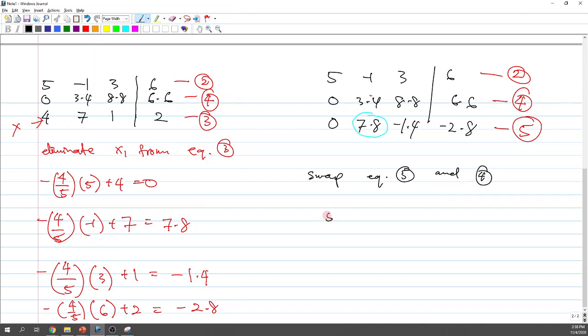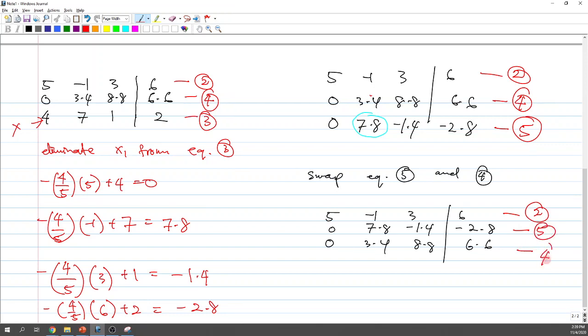Okay, so we rewrite 5, negative 1, 3, 6, 0, 7.8, negative 1.4, negative 2.8, 0, 3.4, negative 8. Oh, mana ada negative, 8.8, and then 6.6. Okay, so we rewrite the number of equation so that we know. So 2, and then this is 5, and this is 4.